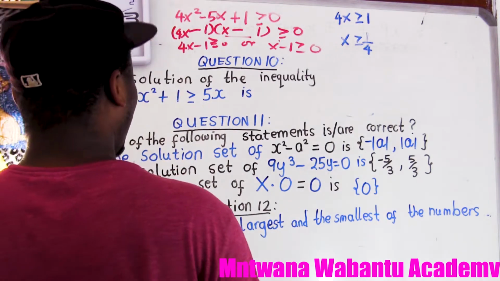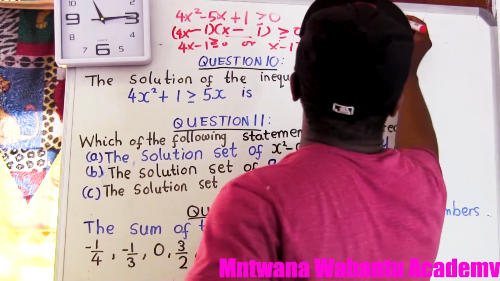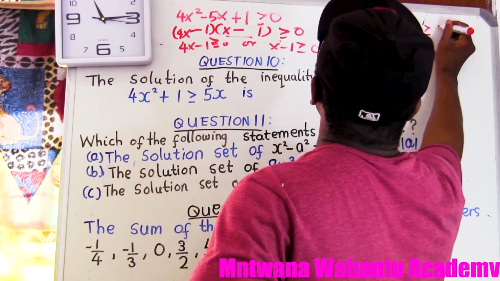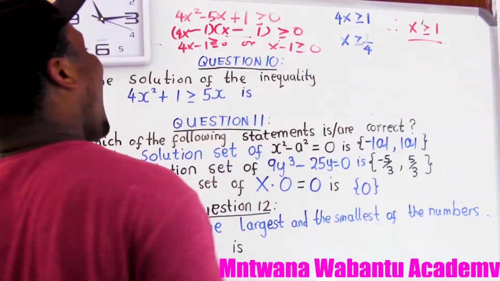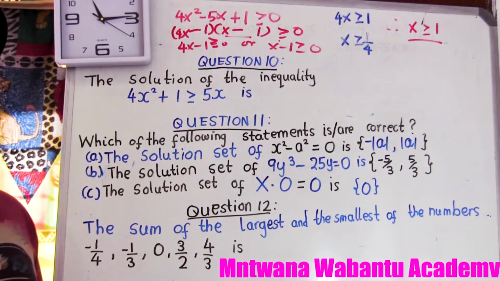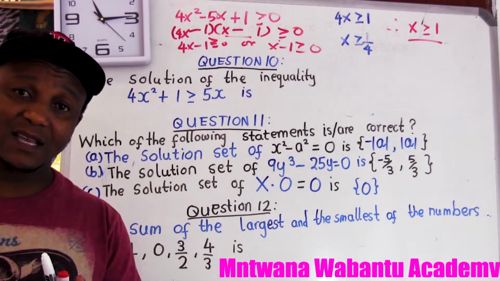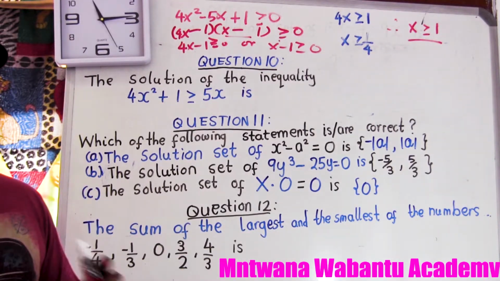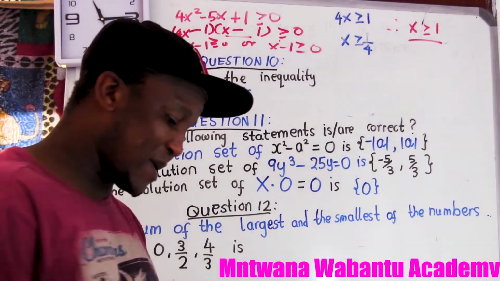Okay, now let's go for the other one. For the other one, this is going to go over, so it's going to become x greater or equal to 1. So this is not your final answer. I'll tell you why. You're going to have to test now. Like I said, you have to test on your number line to see which one is going to be true and which is not.